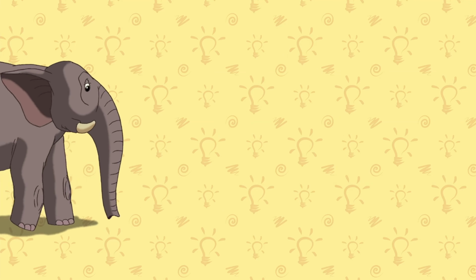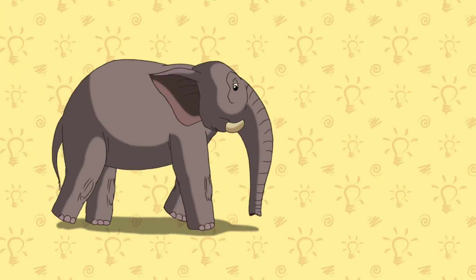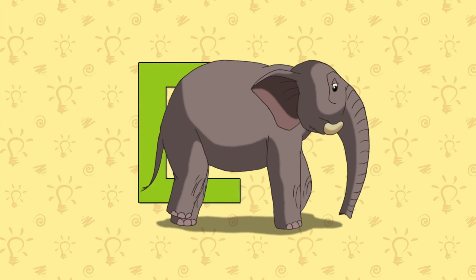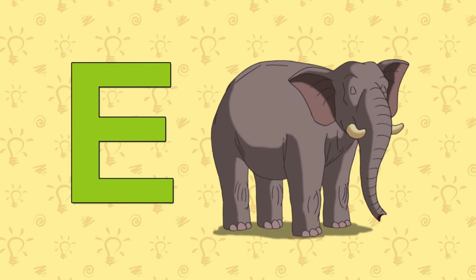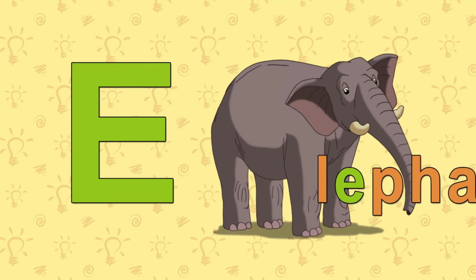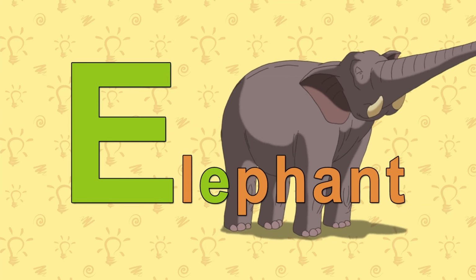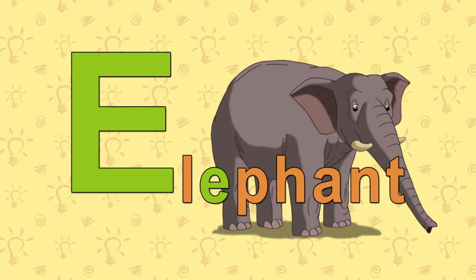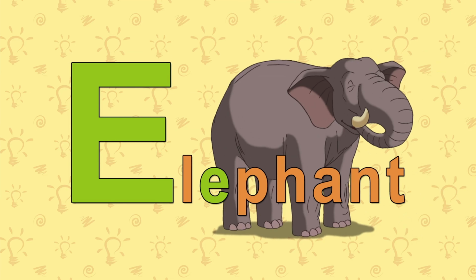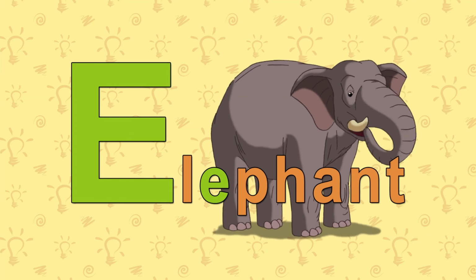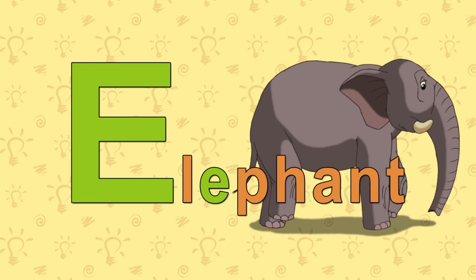Children, this is alphabet E. E for elephant. Say after me. E for elephant. Let's repeat. Once again. E for elephant. Very good.